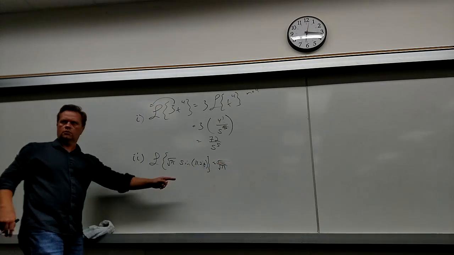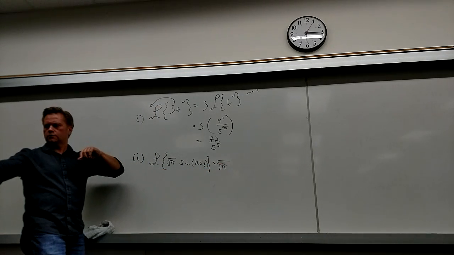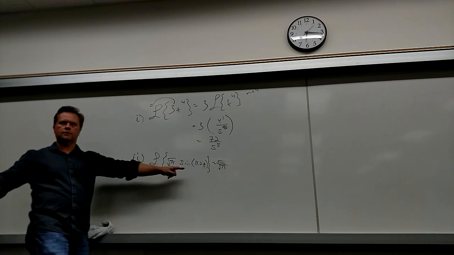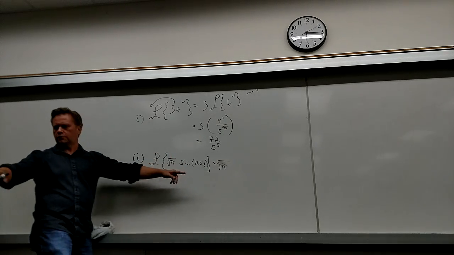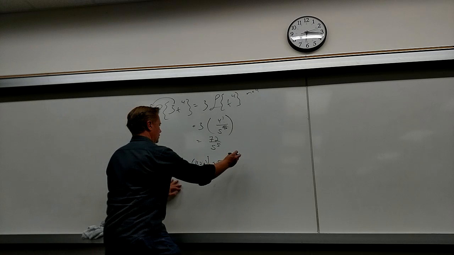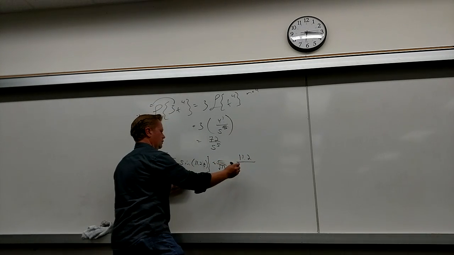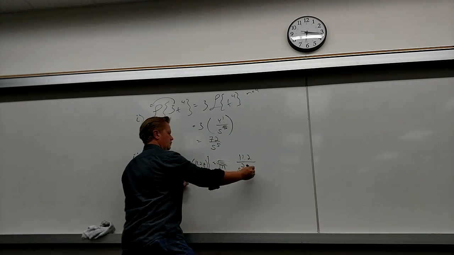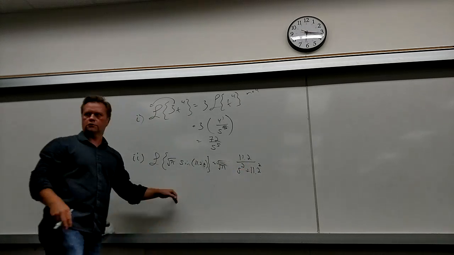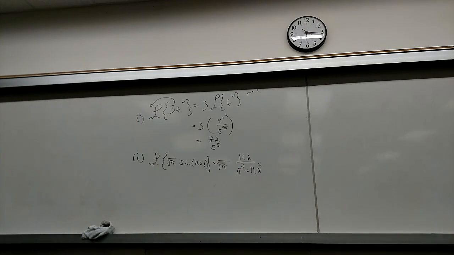Sine goes to k over s squared plus k squared. So what's k in this case? 11.2. So it'll be 11.2 over s squared plus 11.2 squared. Careful, it's not sinh. I won't use sinh and cosh too much, although they do show up a decent amount in engineering and electrical stuff and all that.